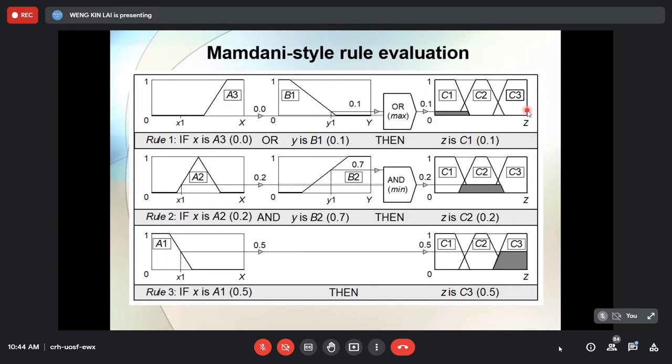Why not C2, why not C3? Because my rule 1 only looks at C1, that's why. Since my rule 1 only looks at C1, I only care about C1 in this first rule.